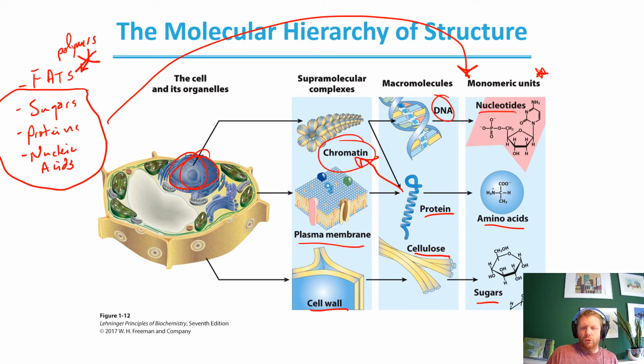Compare that to sugars. They're going to polymerize into polysaccharides, which we'll talk about later. Amino acids polymerize into proteins. Nucleic acids polymerize into large molecules like DNA or RNA. Oh, sorry, RNA. Okay.